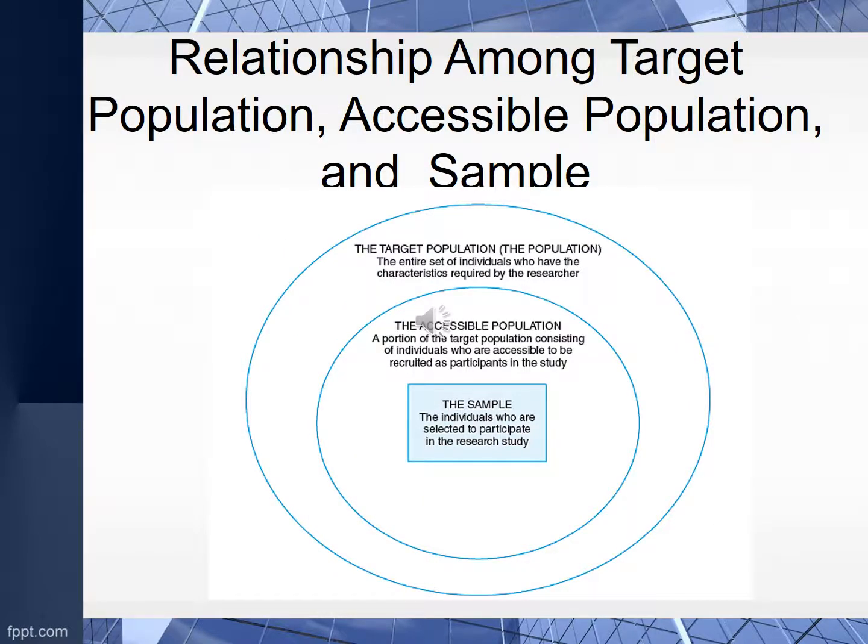The relationship among target populations, accessible populations, and the sample. The target population is the entire set of individuals who have the characteristics required by the researcher. The accessible population is then that portion of the target population consisting of individuals who are accessible to be recruited as participants in this study. This differs from the sample, the individuals who are selected to participate in the research study.